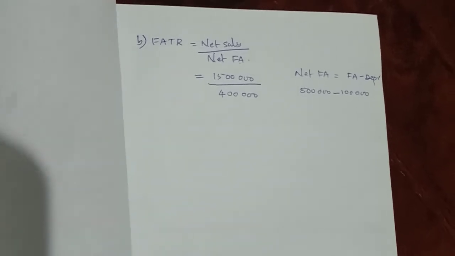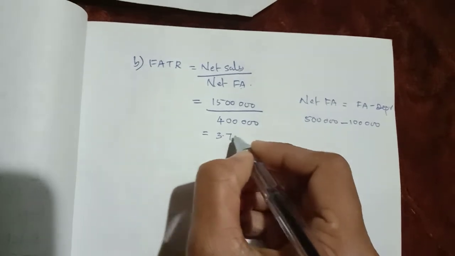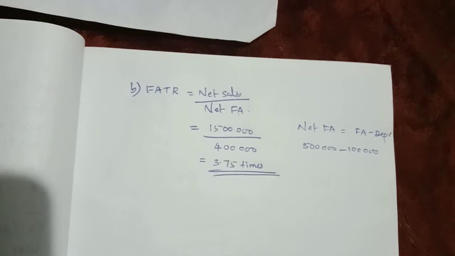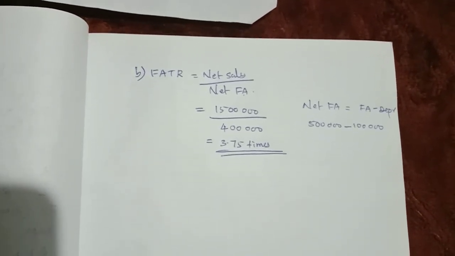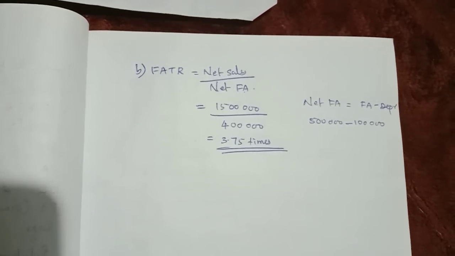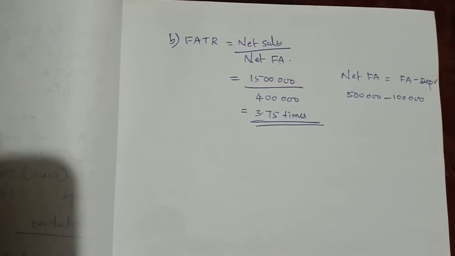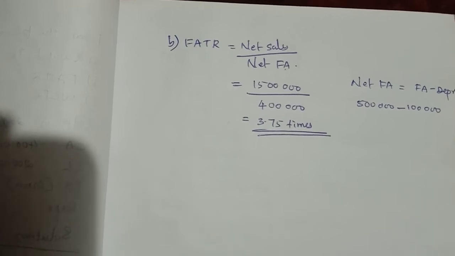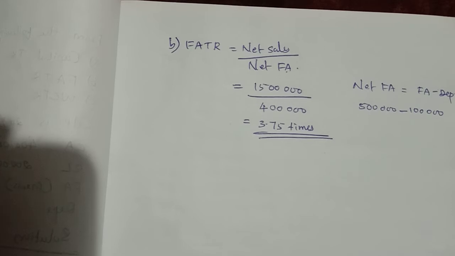Okay, so the ratio is equal to 3.75 times. Okay, what is the interpretation of this ratio? How efficiently you are using your fixed assets, that is revealed by fixed assets turnover ratio. Okay, that means 3.75 times your fixed assets are turned over into net sales in a year, right? So that is fixed assets turnover ratio.